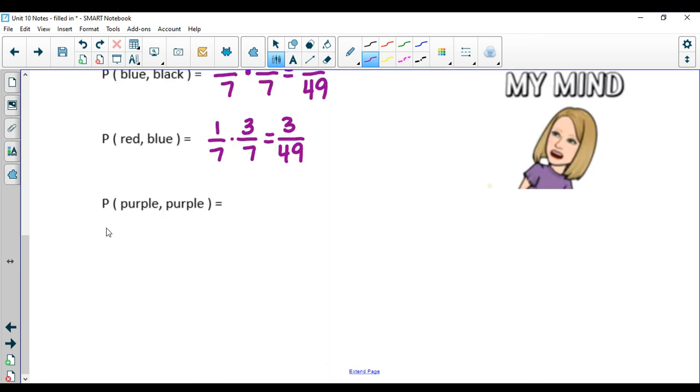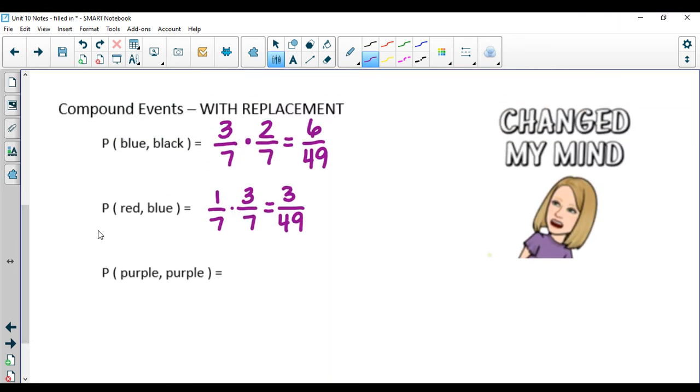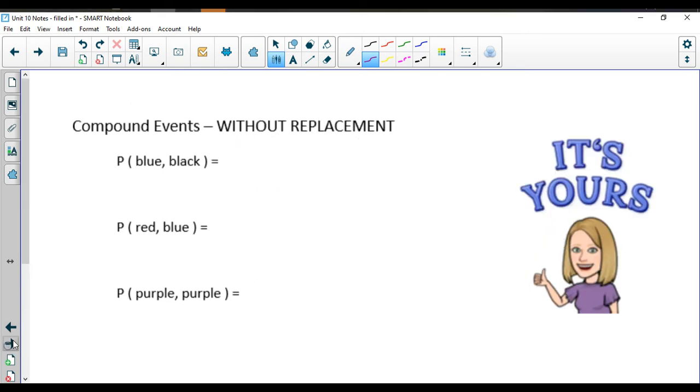For the last example, I want to get a purple and then a purple. So there was 1 purple shirt in there. I change my mind, put it back in the suitcase and say, nah, you know what? I actually do want that purple shirt. So I do 1 out of 7, and the probability that I'm able to pick that again is 1 out of 49, or just about 2% there. So those are compound events with replacement.